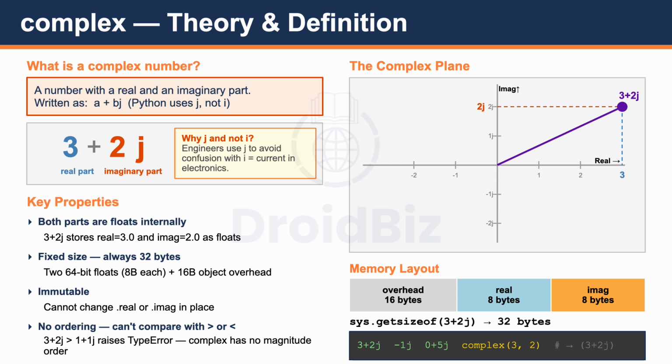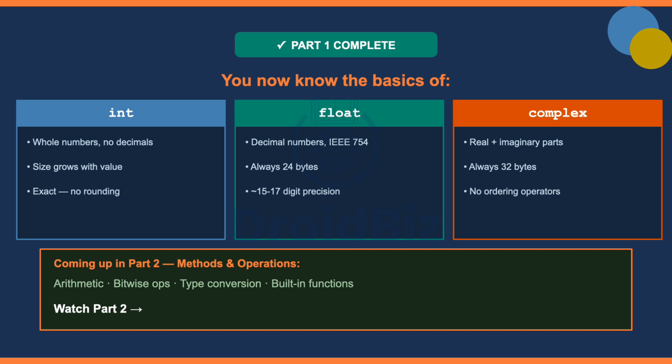And you cannot compare complex numbers with greater than or less than. That raises a type error because complex numbers have no single magnitude to order by. You can write them as literals like 3 plus 2j, or use the complex function and pass the real and imaginary parts as separate arguments. And that's part 1. You now know what each numeric type is, how Python stores it, and what its key properties are. In Part 2, we'll cover operations and methods for all three types, type conversion, and built-in functions.